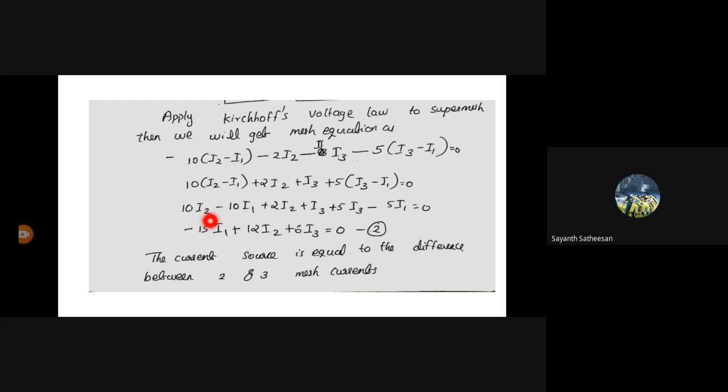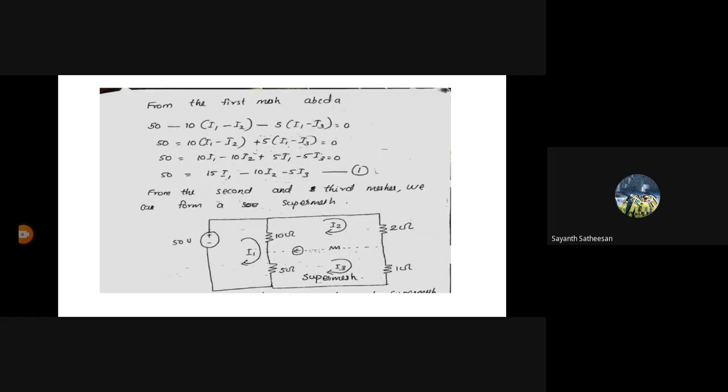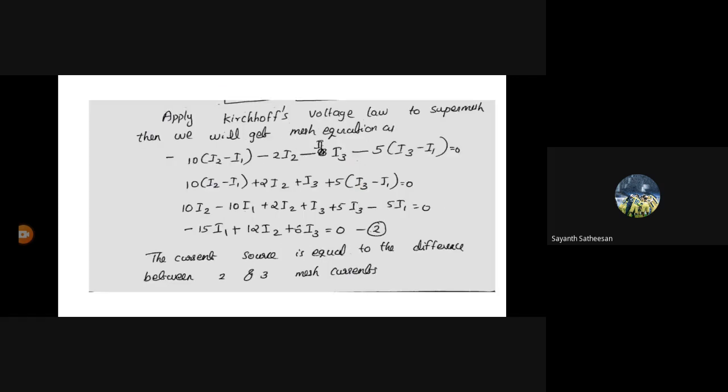So you can add the corresponding terms. See here, I1 terms, there are two I1 terms, so that is equal to minus 15 I1, and I2 terms, there are two I2 terms, so that is 12 I2 plus 6 I3 equal to 0. So this is the second super mesh equation. In the first super mesh equation you are getting this equation, you can number it as 1, and the next super mesh equation is numbered 2. So 1 and 2, those are the equations.